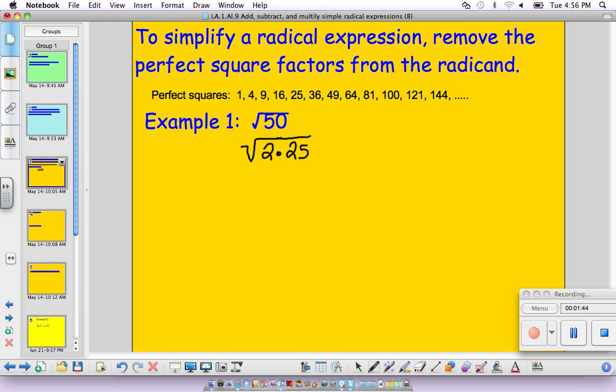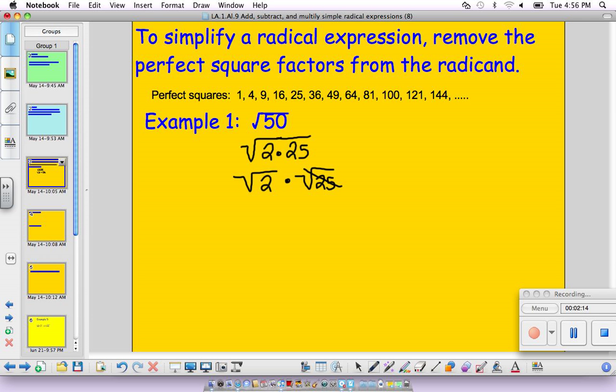We can take it a step farther and we can say the square root of 2 times the square root of 25. Now the number 2 is not a perfect square. You won't always find both of your factors to be perfect squares. What we want is at least one factor to be a perfect square, and that is 25. And we know the square root of 25 is 5.